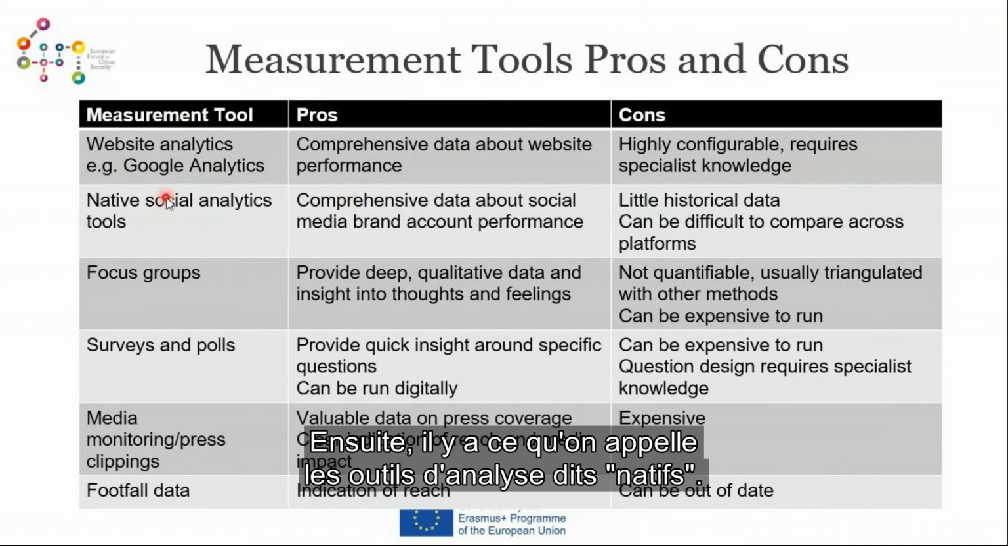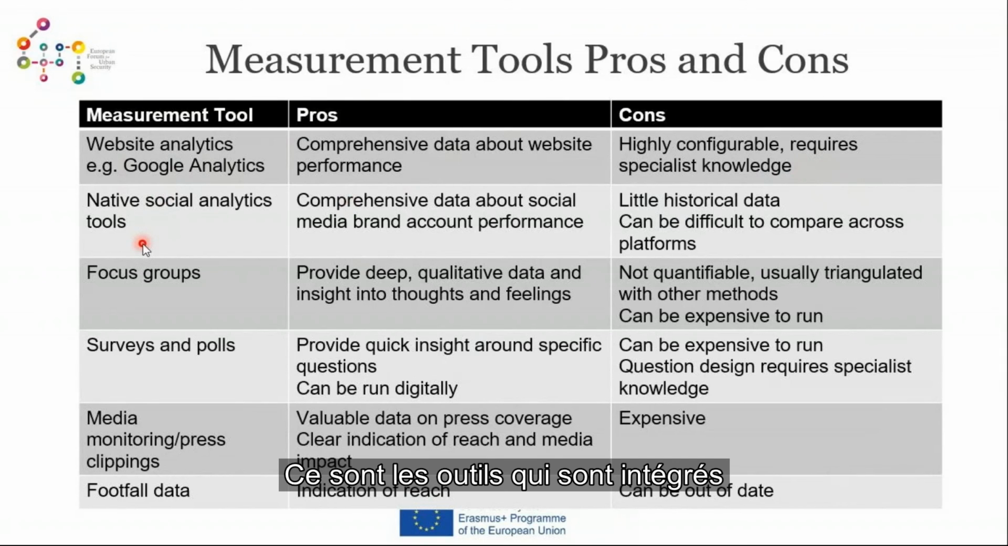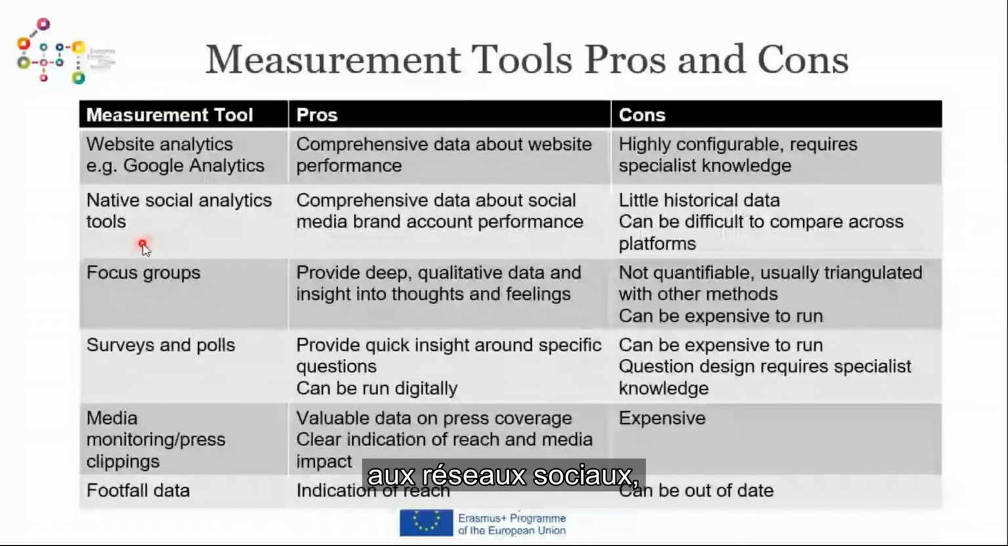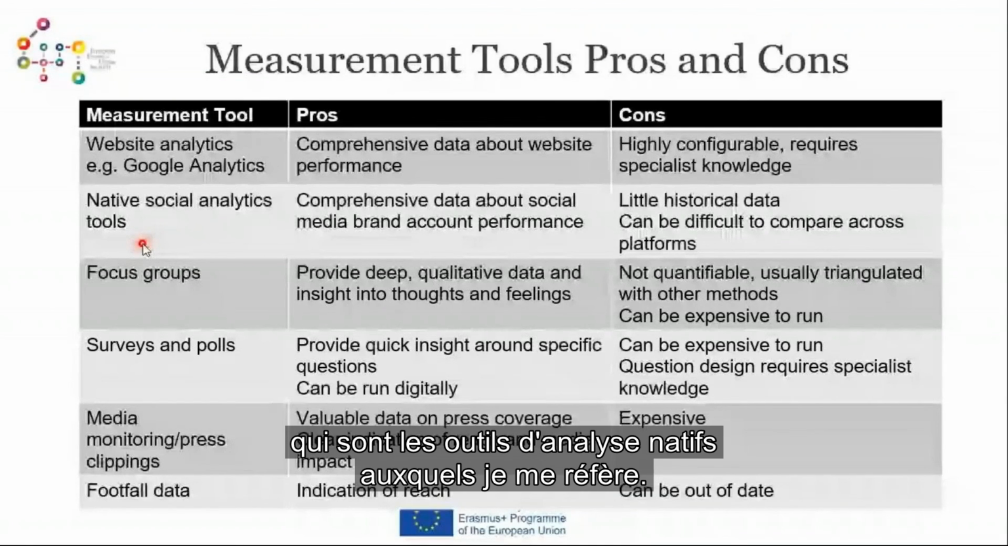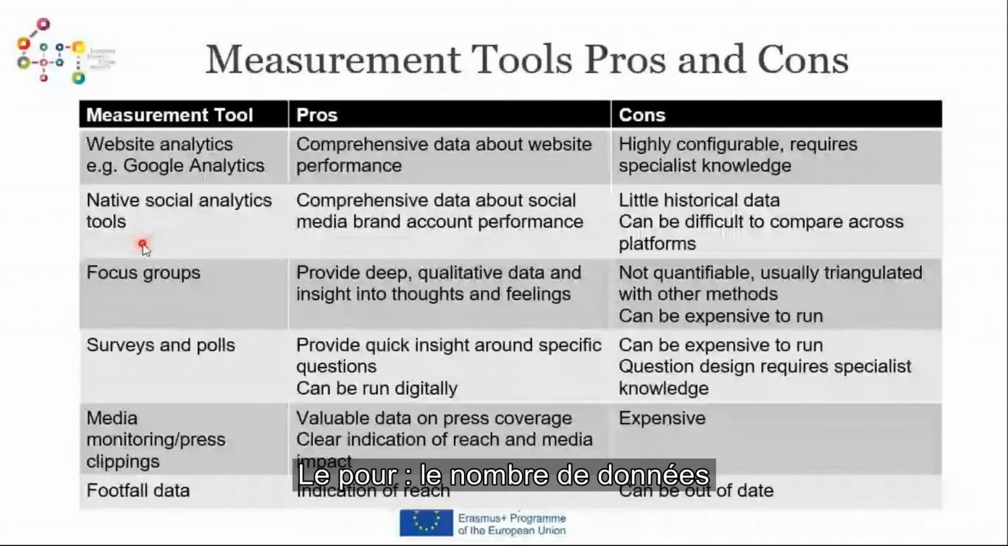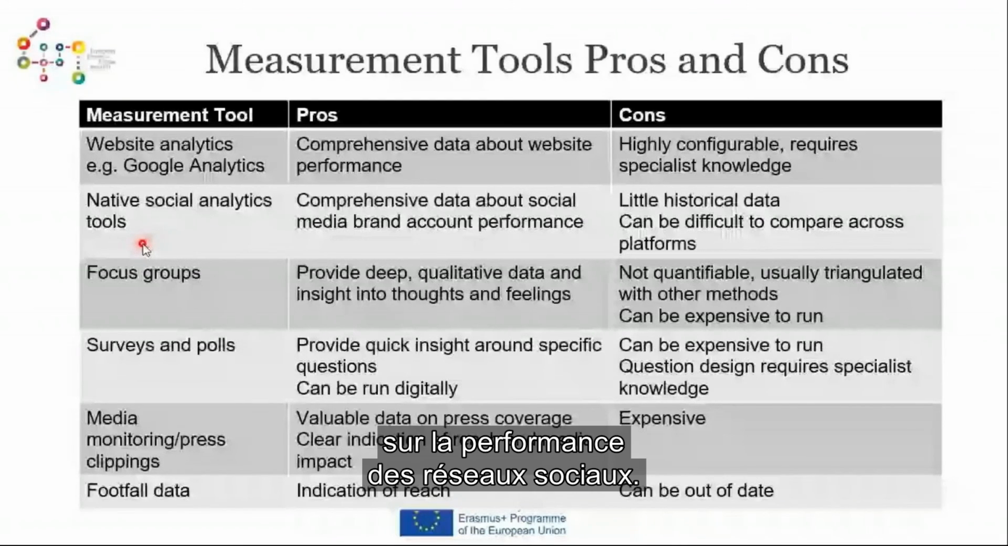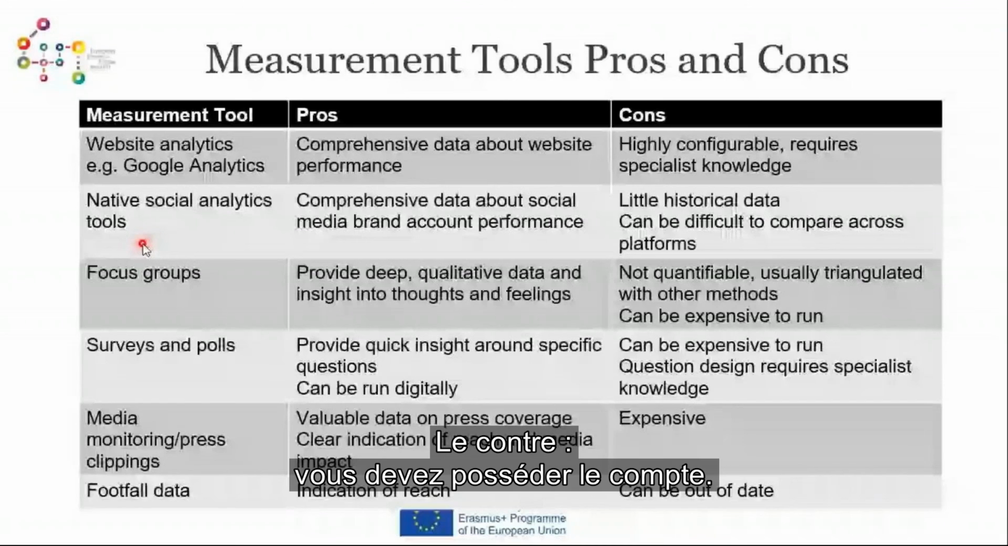You then have what I'm going to refer to as native social analytics tools. So these are the social analytics tools that actually exist within the social networks themselves. So Facebook Insights, for instance, Twitter Insights, Instagram Insights. That's what I'm referring to when I talk about native social analytics tools. And the pros are that it gives you comprehensive data about social media, brand account performance. But the cons are that you need to own the account.